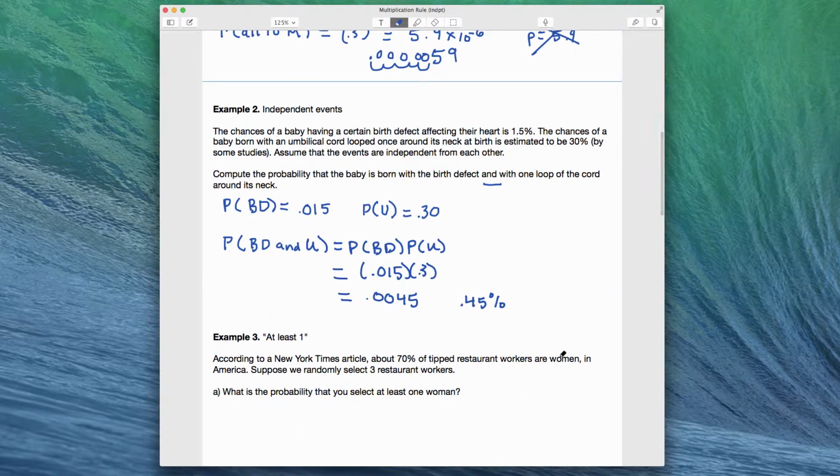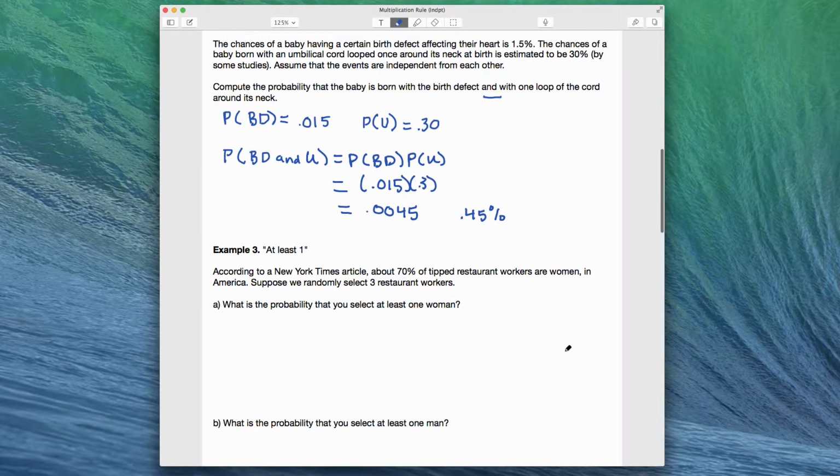The next example uses the word at least. So these are 2-step problems because we need to use a complement rule and also use a multiplication rule. We're going to use the tipped restaurant workers again, and this time we're going to select 3 workers. It'll make the multiplication go a little bit faster for example 4, and I'll reuse this data. So what's the probability that we select at least 1 woman if we're selecting 3 restaurant workers.